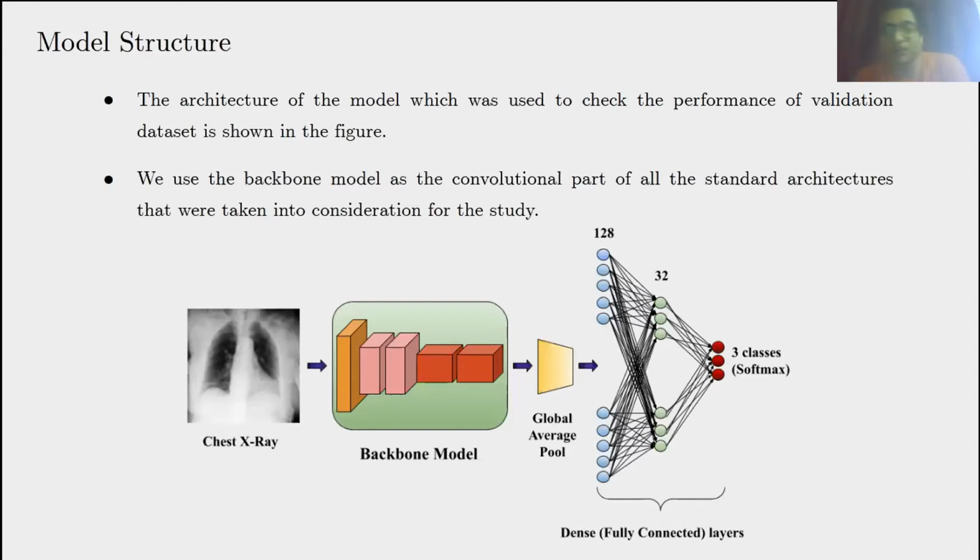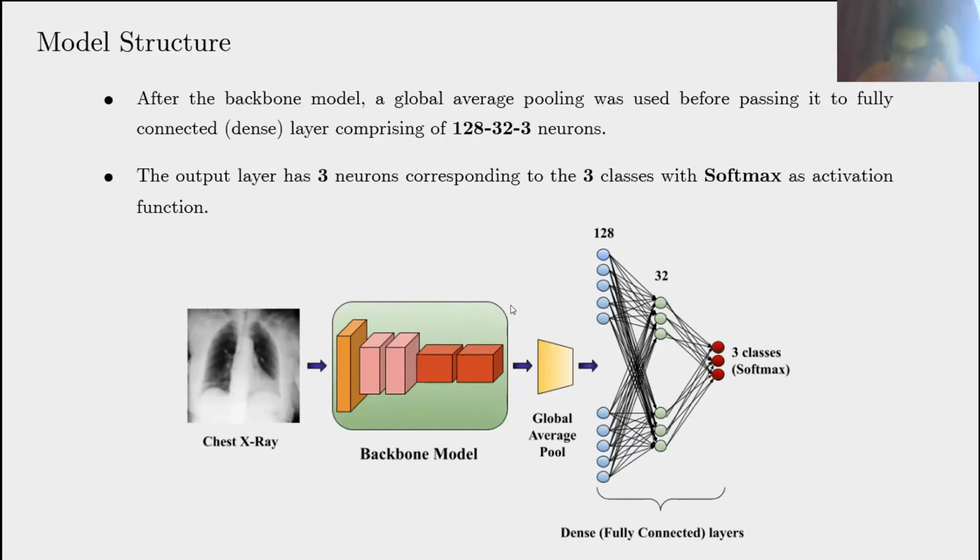The architecture of the model, which was used to check the performance on the validation dataset, is shown in this figure. This is the general architecture of the model. We have used a backbone model as the convolution part of the standard architectures that were taken into consideration for the study. After applying the backbone model, that is, stripping off the fully connected layer from the standard architectures and keeping just the convolutional part, we used a global average pooling, and then we used 3 layers of neurons, that is, fully connected dense layers of 128, 32, and 3 neurons. The output layer has 3 neurons corresponding to the 3 classes, with softmax as the activation function.